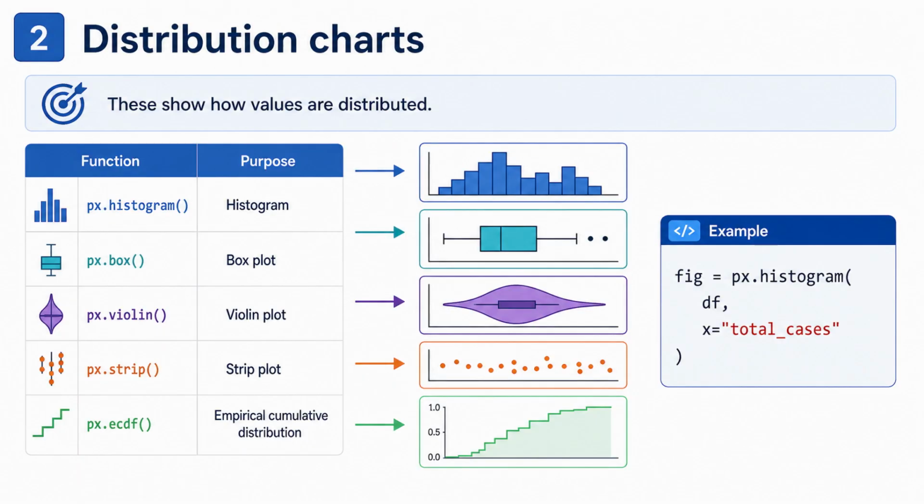Distribution charts help us understand how values are spread across a dataset. For example, px.histogram groups values into ranges, while box and violin plots show the shape and variation of the data. These charts are useful for finding patterns, unusual values, and overall distributions.